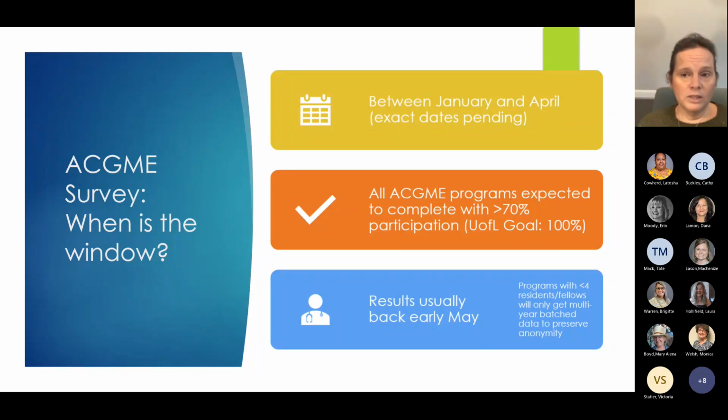But obviously the U of L goal is 100% compliance. Also, institutionally, the due date for the survey will be about a week before the actual national survey deadline to make sure that we do reach that 100% compliance rate. And then we are usually getting our results back in early May. If you are a program that has less than 4 residents or fellows, you will only get a multi-year kind of batch data to preserve the anonymity of the fellows or residents who are completing your survey.